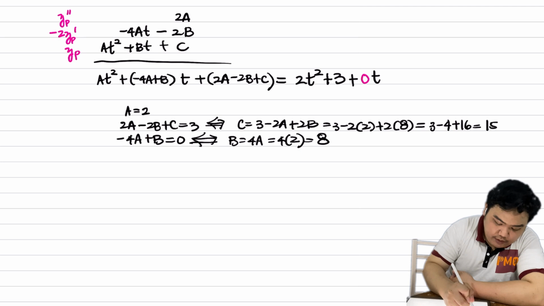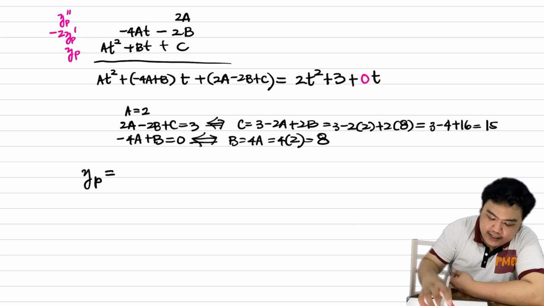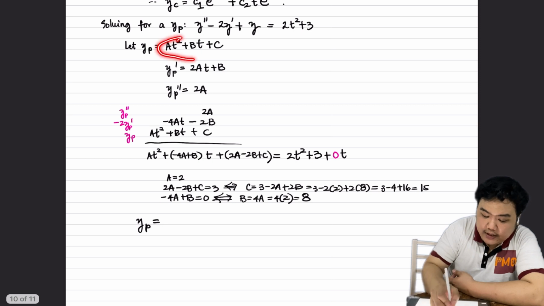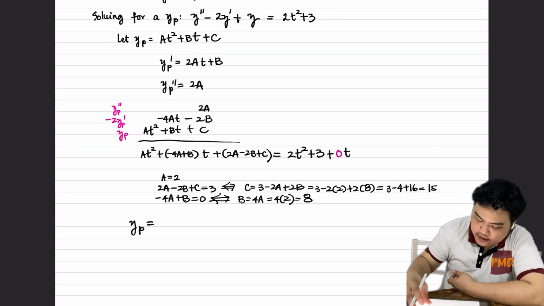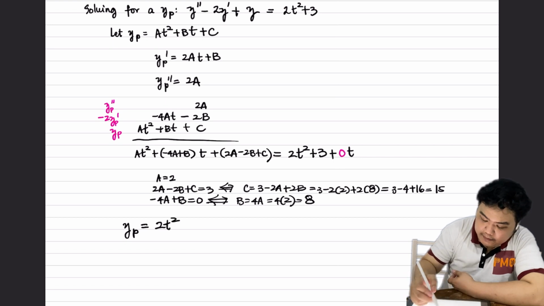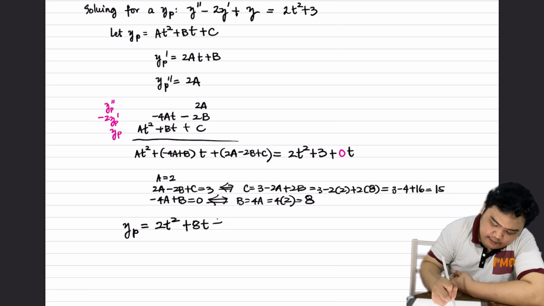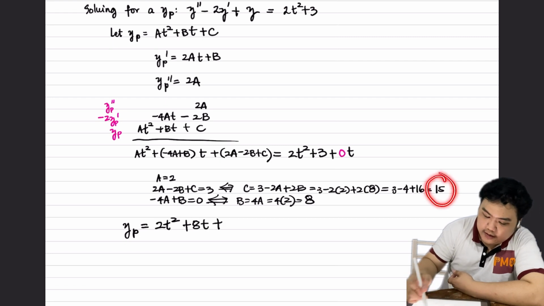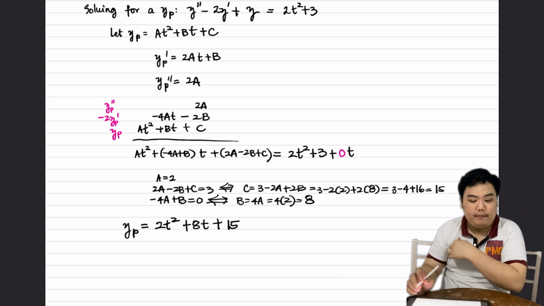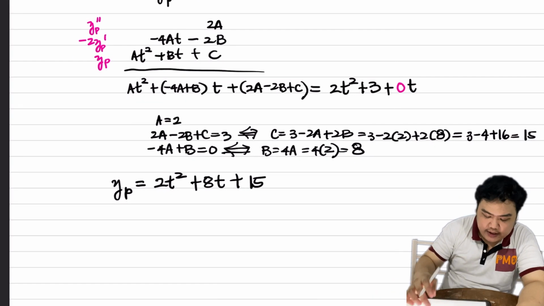So, meron na tayong y sub p. Babalikan natin yung definition ng y sub p. Ito yon. Pa-plug in natin yung A, B, C dyan. So, ang A is 2. So, you get 2t square. Ang B mo ay 8. Plus 8t. Plus, ang C mo ay 15. Okay? Particular solution pa lang yan. So, ano yung general solution?